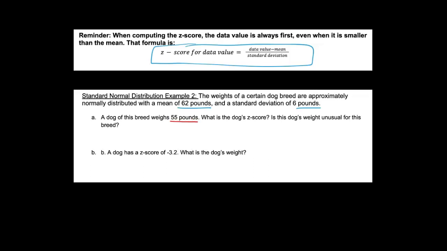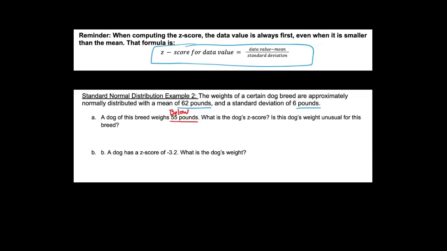And so just before you even plug it in, let's just think about this for a minute. So if the average is 62 pounds and this dog is 55, we know that this weight is below average. So we should expect a z-score that's negative, because it's below average. So that's a good thing to just think about before you do any calculations.